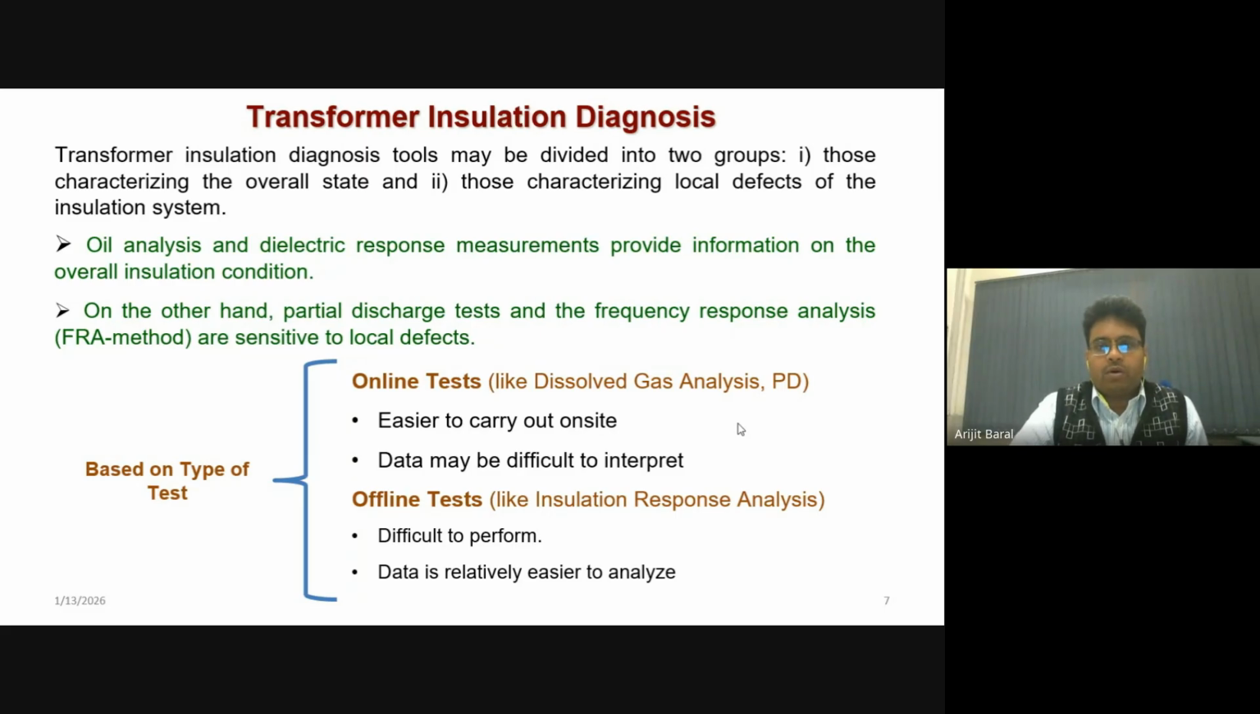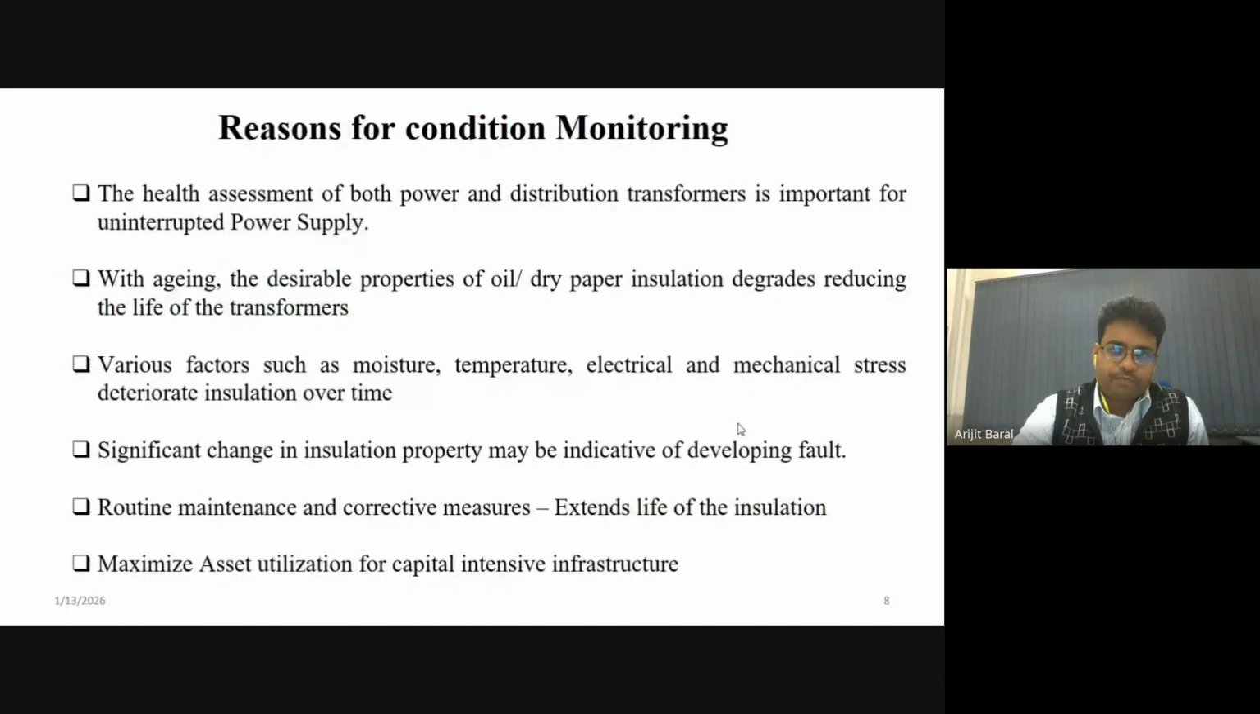But the problem is online tests can only give you certain information, and certain crucial information cannot be obtained using these online tests. For that, offline tests are required. So you cannot totally avoid the offline test. However, due to the advancement of recent machine learning algorithms, we can opt for a digital twin where an offline test can be replaced by its cybernetic counterpart. But more of that later on. So the first thing that we are going to deal with today is condition monitoring of oil.